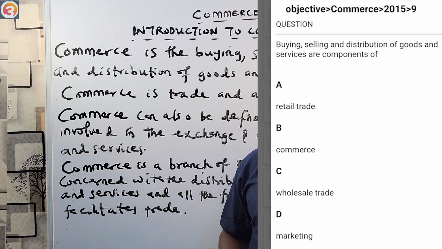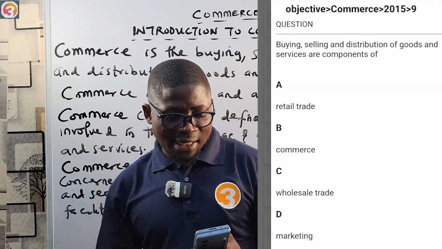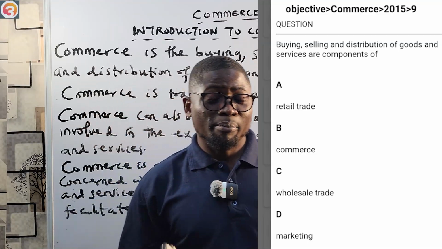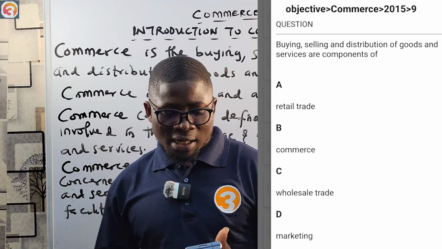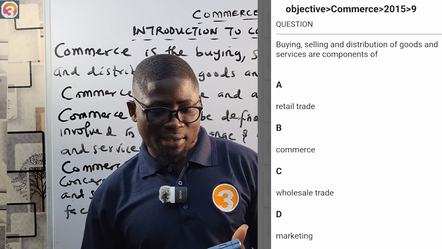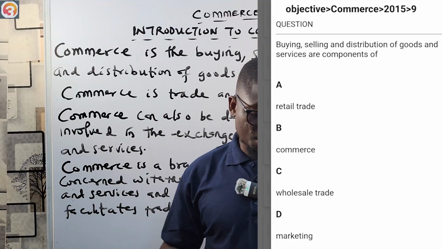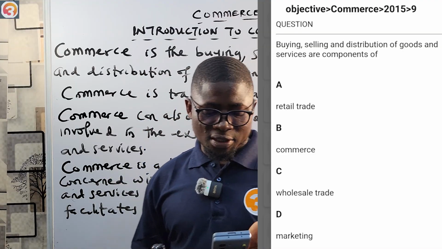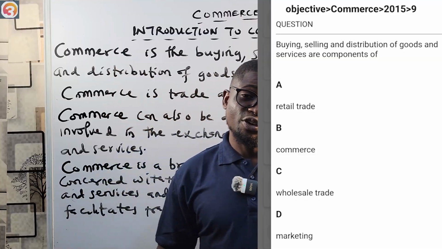This is a 2015 question number 9. Buying, selling, and distribution of goods and services are components of what? A, retail trade. No. B, commerce, which is very correct. C, wholesale trade. No. D, marketing. The correct answer there will be commerce.